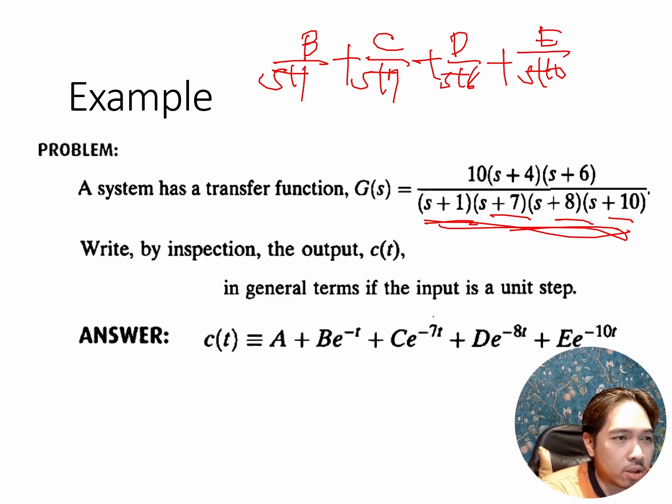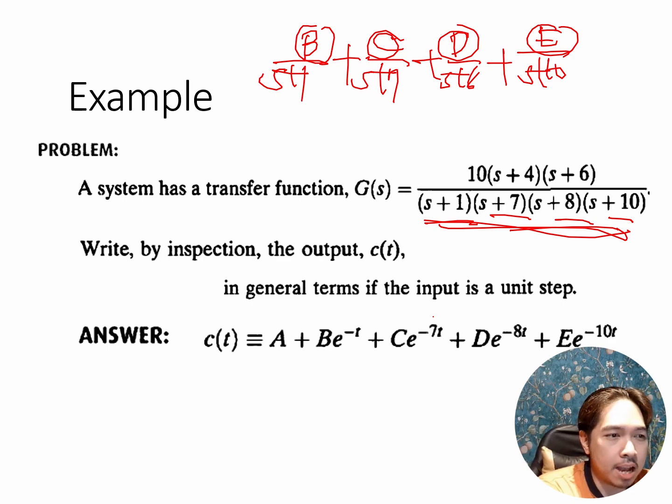Once we get all of the coefficients for B, C, D, and E, we can now take the inverse Laplace of this expansion, which leads us to B e^(-t), wherein B is the coefficient taken when we have the partial fraction decomposition of the expansion.